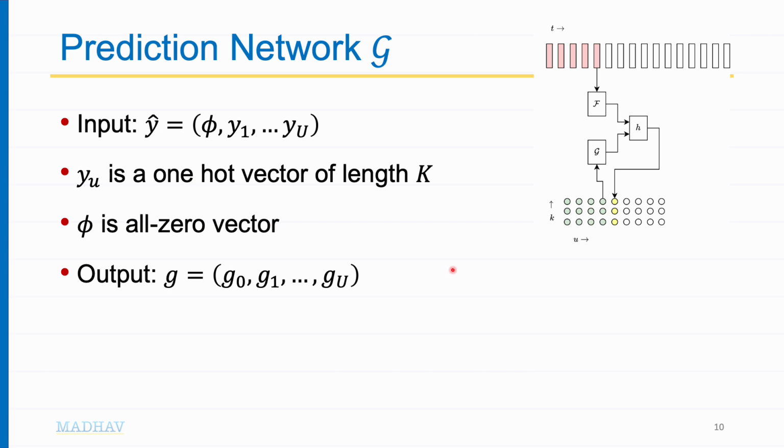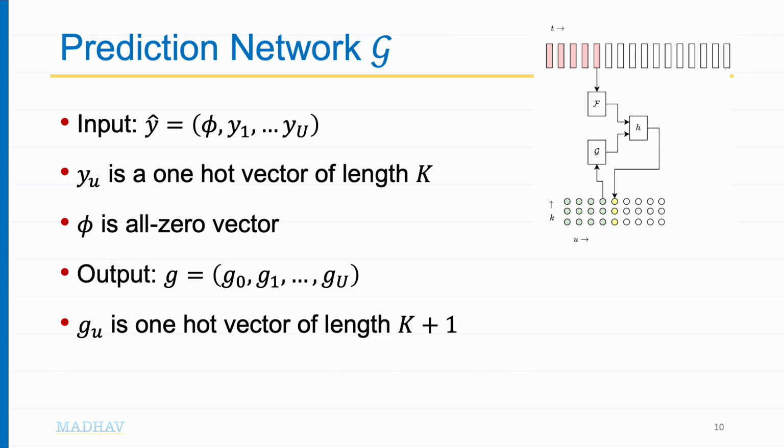In the output, you can't use all zero vectors. We discussed the reason that softmax cannot give you an all zero output. The sum has to be one. So G u is my k plus one length vector.